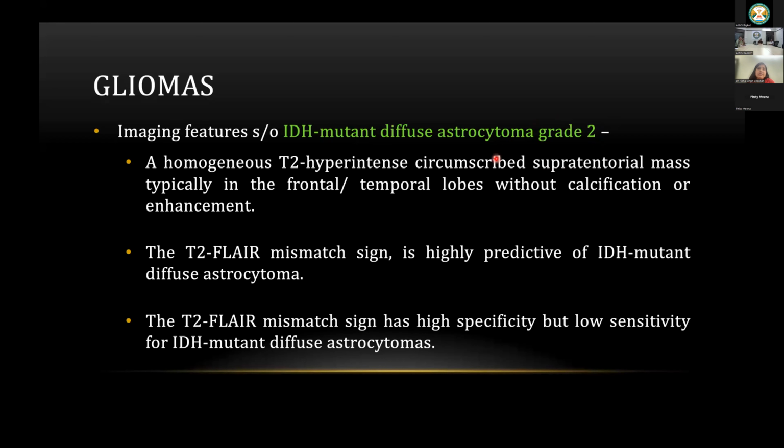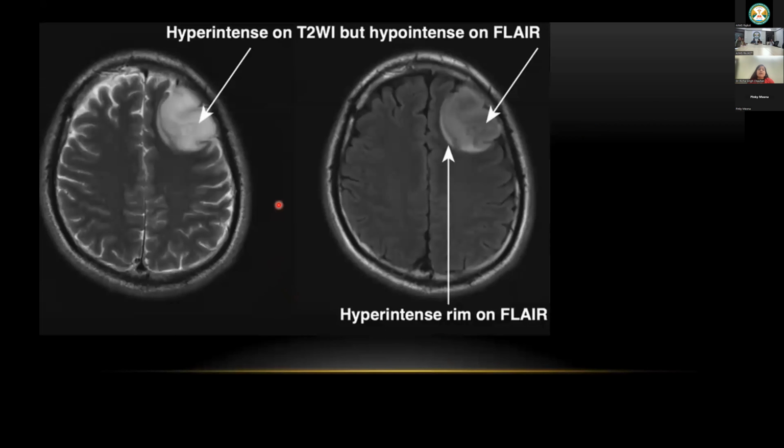The patient usually presents with either a simple headache, or it will be an incidentally detected lesion, or the patient will present with seizures. These tumors are usually seen in the younger age group. And there is an imaging sign, the T2 FLAIR mismatch sign, which is highly predictive of IDH mutant diffuse astrocytoma. It has a very high specificity of almost 100%, but the sensitivity is low. So let's see what this T2 FLAIR mismatch sign is.